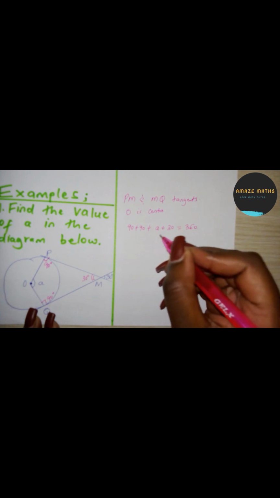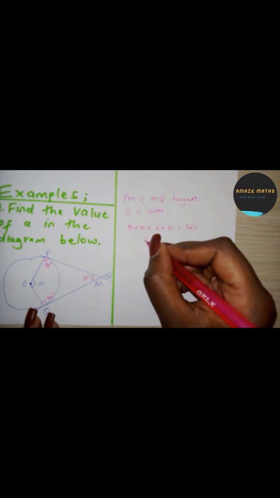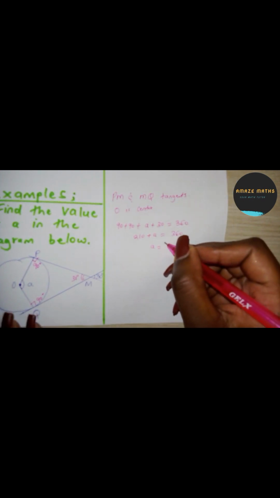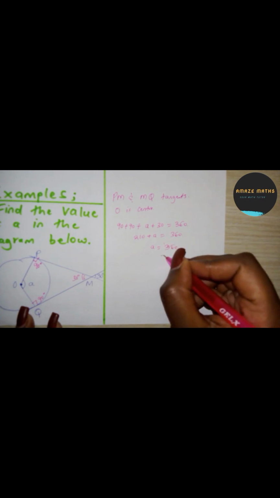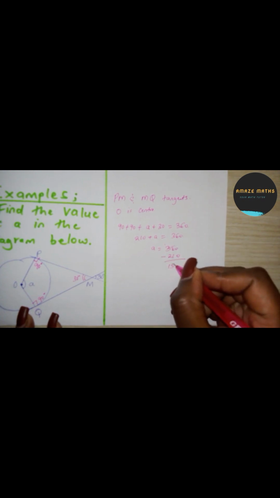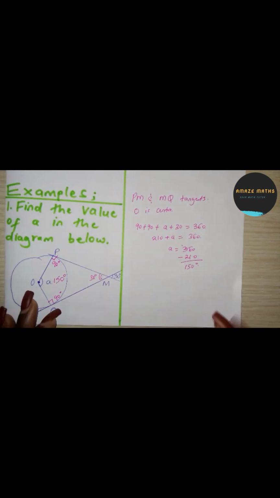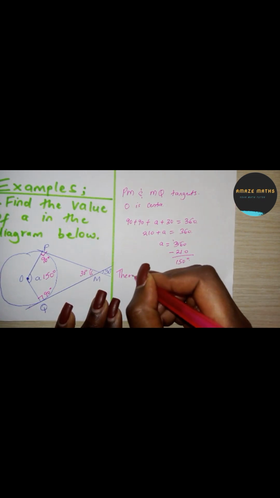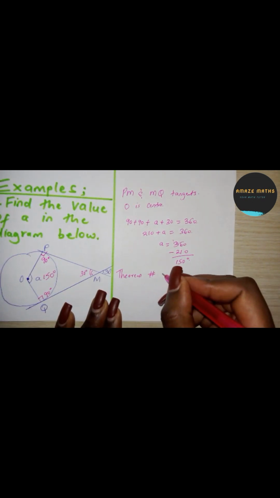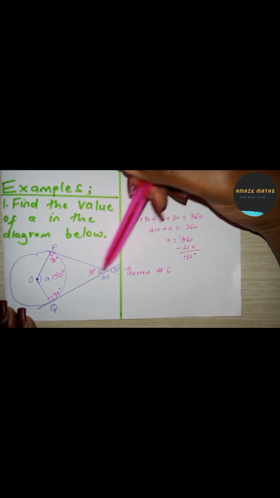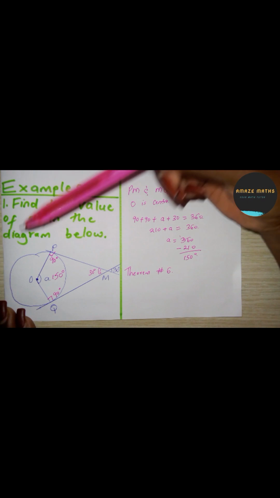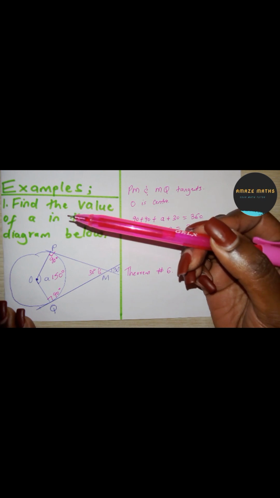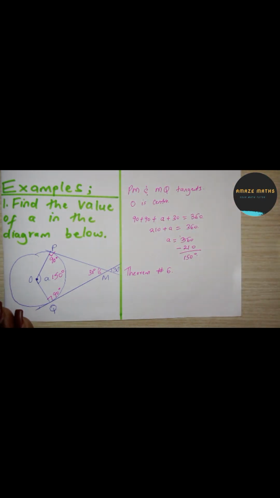So that's 180 plus 30, that would be 210, plus A equals 360. Therefore, A would be 360 minus 210, and that is 150. Therefore, angle A is 150, and therefore here we've applied theorem number 6. Two tangents meeting at one point make them equal, and then this is the center of the circle, so these two are perpendicular, making this 90 degrees. Now we can move on to the second example.